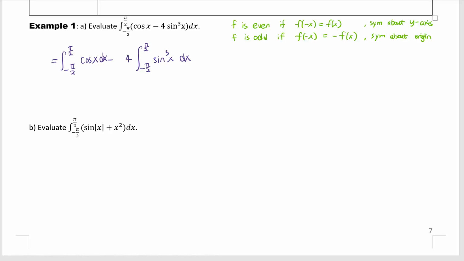Okay, do you know what cosine looks like? So cosine looks like that. So this is cosine. You can see it's an even function. So because it's an even function, the integral from minus pi over 2 to pi over 2 is 2 copies of the integral from 0 to pi over 2. Okay, how about sine x cubed?